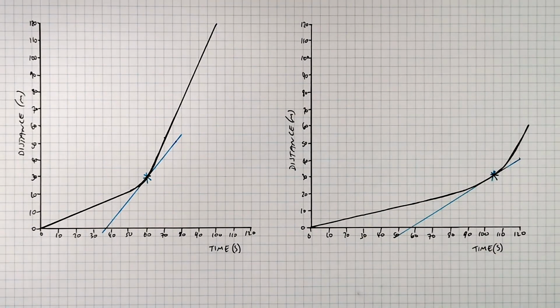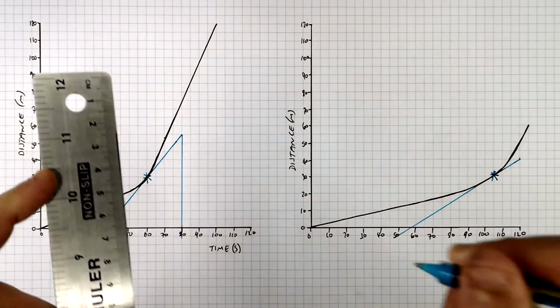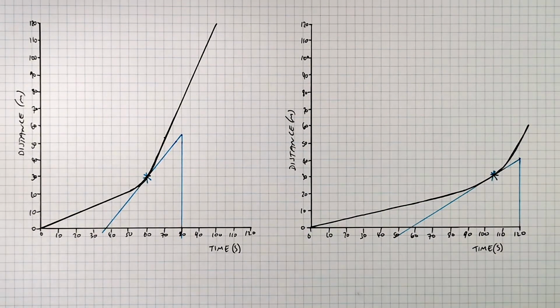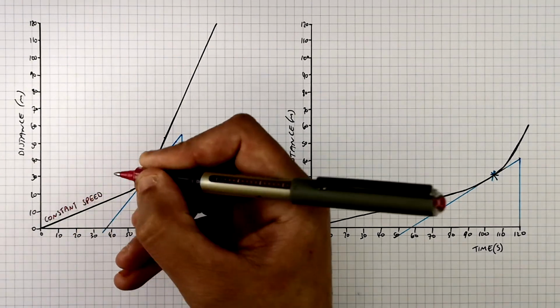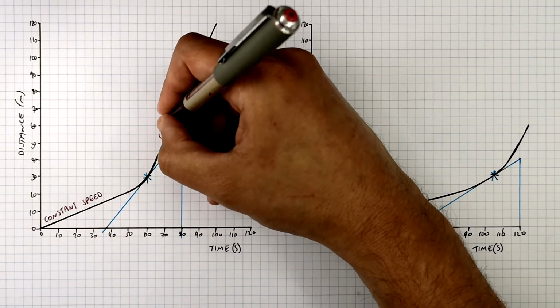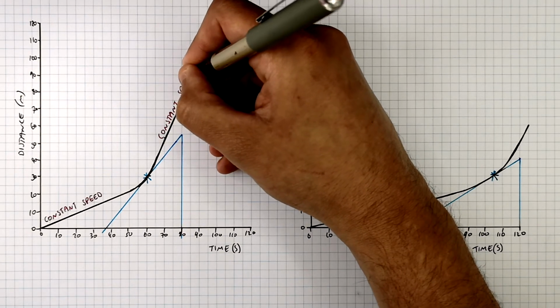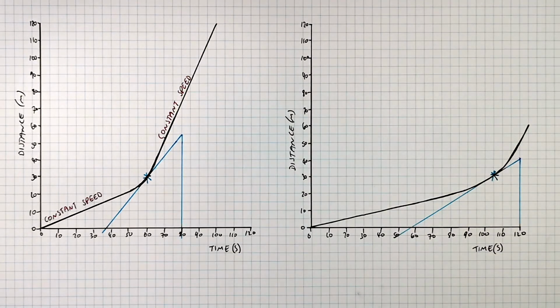So to work out the gradient, we need to find out the change in the vertical and the change in the horizontal. So firstly, there's a constant speed of the object. And then at 60 seconds, it is going to accelerate to a new increased constant speed. We're trying to find out the speed of the object while it's accelerating at 60 seconds.